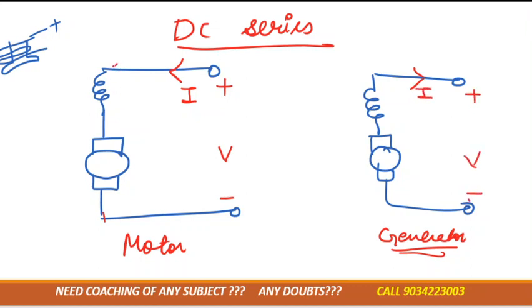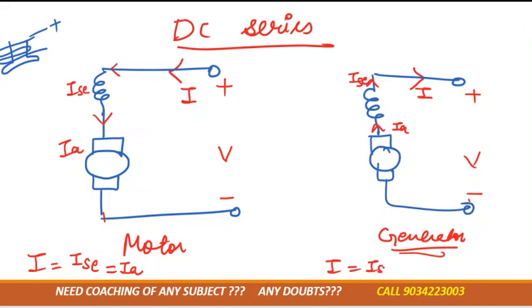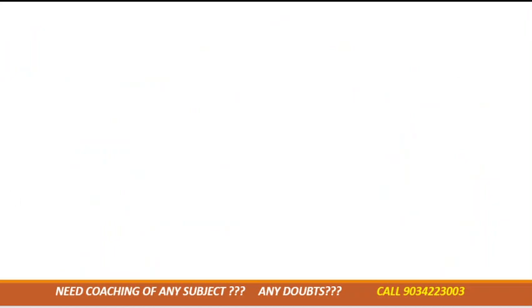This is the current flowing in the series field, so we denote it by ISC. This is the current flowing in the armature, so we denote it by IA. In this case all are connected in series, so we can write I = ISC = IA. The current moving out from the armature and through the series field is the same: I = ISC = IA. This is the case of a DC series motor or generator. Understood?